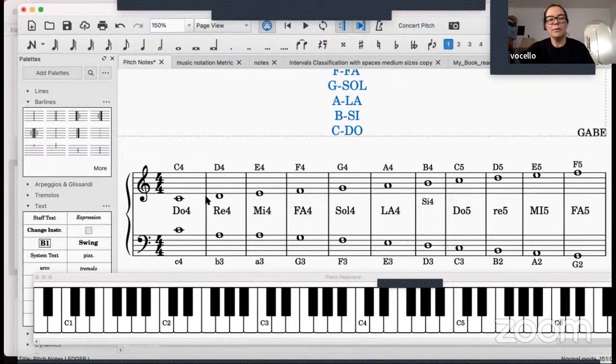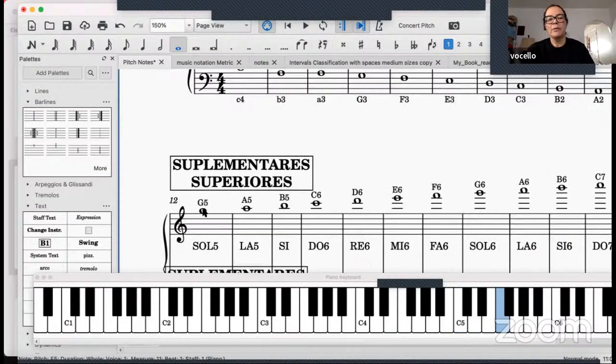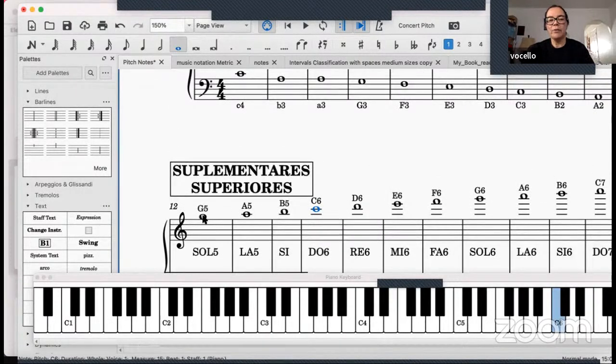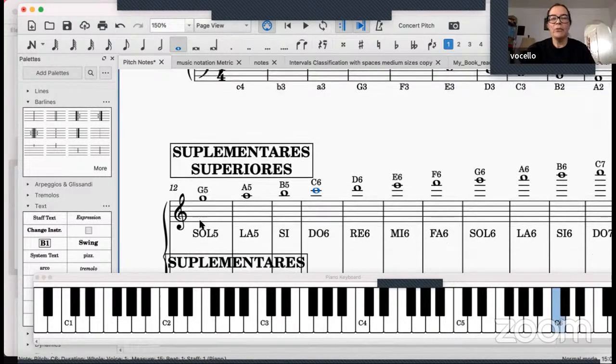So C4, D4, E4, F4, G4, A4, B4, and C5, D5, E5, F5, G5, A5, B5, and C6, and so on. G5 is the first space above the musical staff. The musical staff is the group of 5 lines and 4 spaces: 1, 2, 3, 4, 5 lines and 1, 2, 3, 4 spaces.